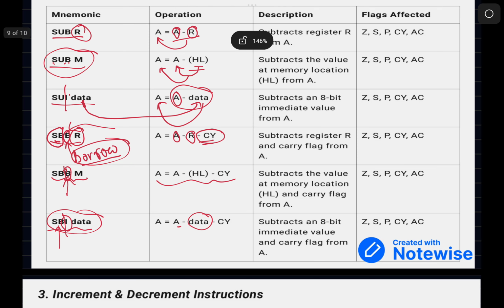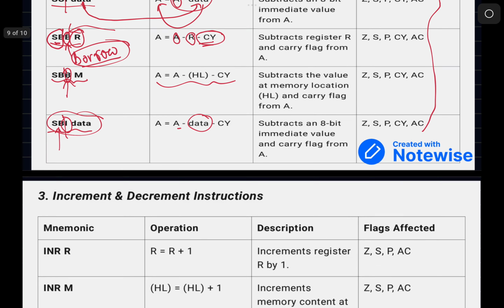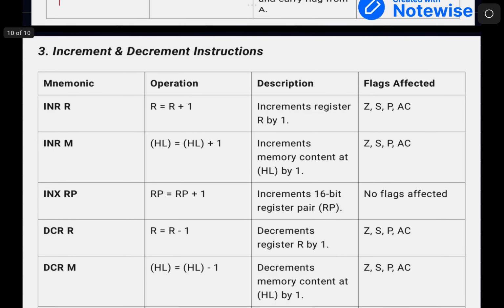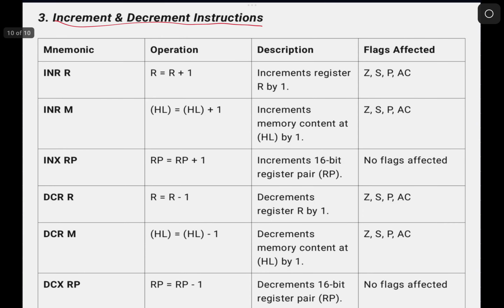And what we can see is that likewise in the addition instructions, all the flags are affected. Okay, all the flags can be changed according to the results. And we have these increment and decrement instructions. Okay, what is this? INR R. INR means increment R. So this instruction increments the content of the given register by 1.